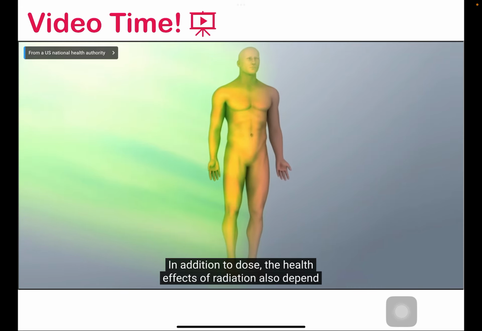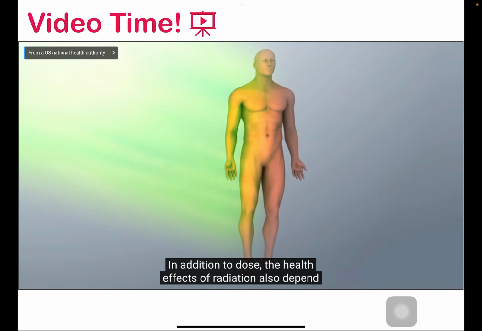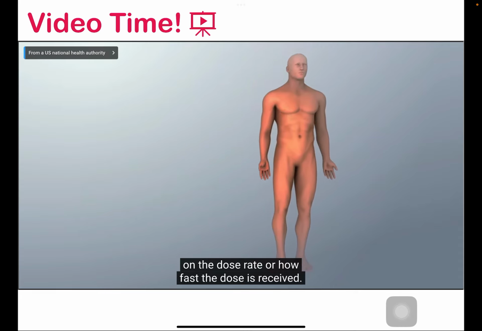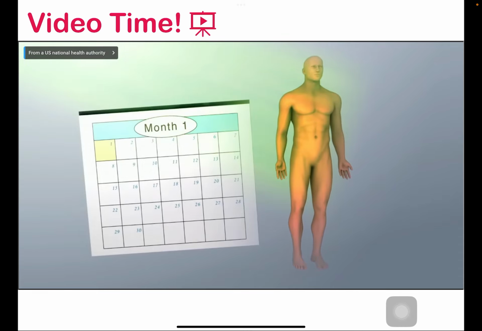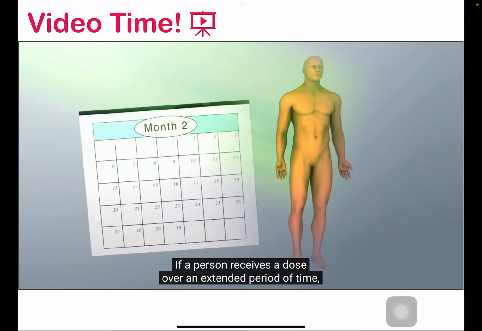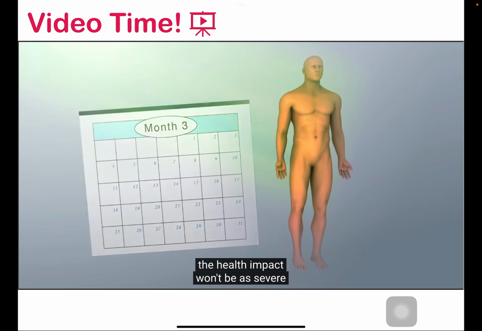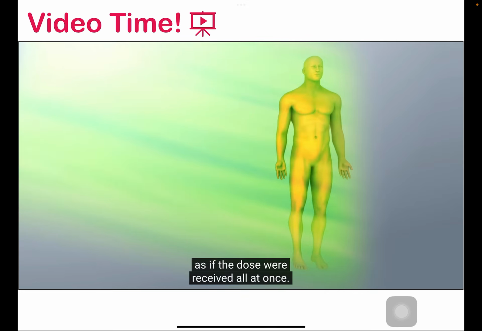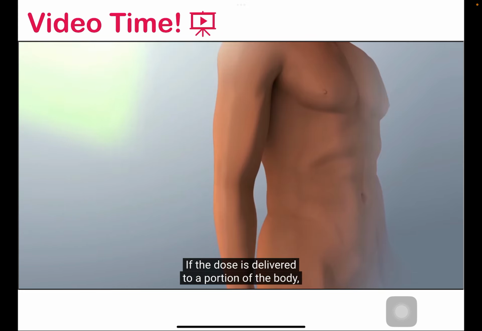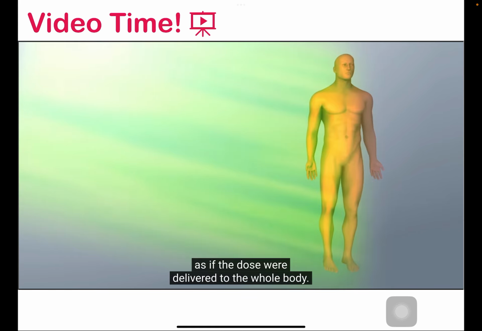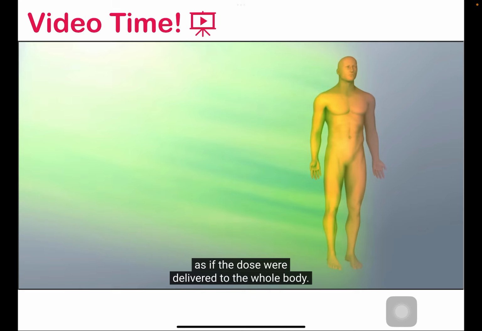In addition to dose, the health effects of radiation also depend on the dose rate, or how fast the dose is received. If a person receives a dose over an extended period of time, the health impact won't be as severe as if the dose were received all at once. If the dose is delivered to a portion of the body, the health impact won't be as severe as if the dose were delivered to the whole body.